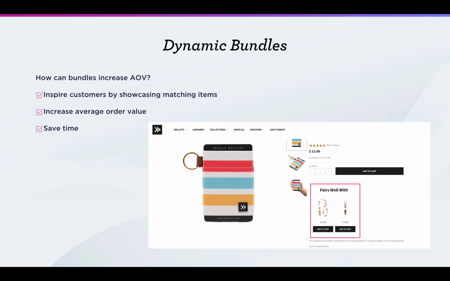Bundles are used generally to increase AOV, but sometimes they're used in a more inspirational way, so showing products that complement each other. The visual merchandising side of stuff is, like I said, super automatic, so it takes much less time to set up than what people usually expect. And you can show which categories look good together and which categories can lend themselves to a bundle.